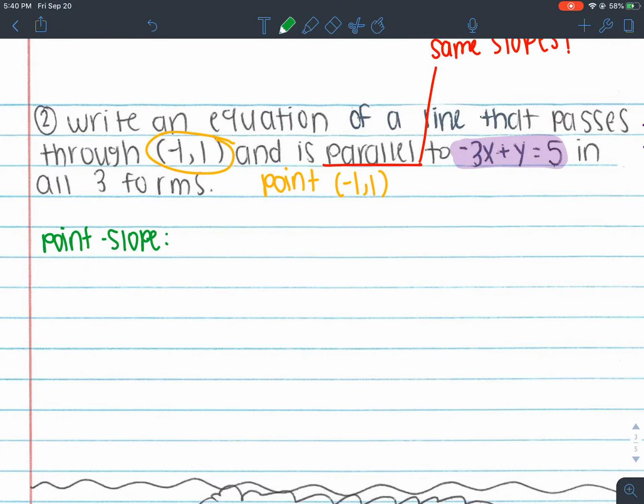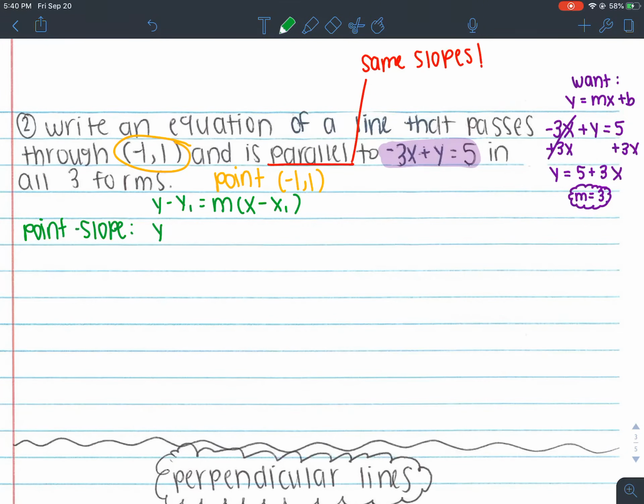Okay, and so my point slope form is y minus y1 equals m times x minus x1. So I'm going to plug that in. Y minus y1 equals m times x minus x1. Okay, our y1 here is going to be a negative 1 because our positive y value flips to the other side, or other sign. Our m is going to be 3, and we know that because we're trying to get it to be the same slope. So same slope so we can have it parallel. And then you have x plus 1.